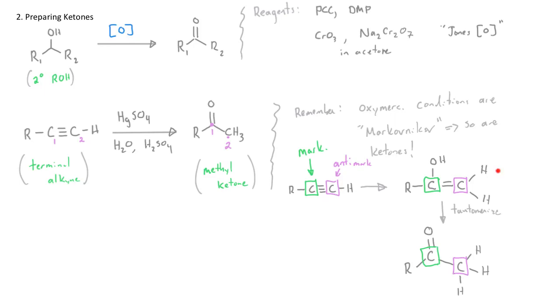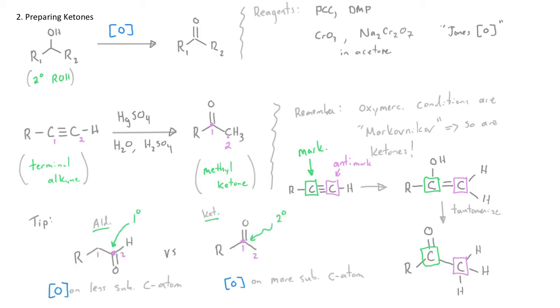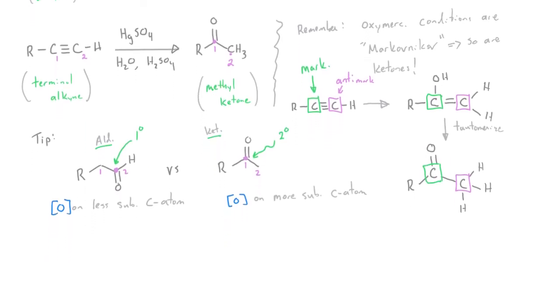The result of this, of course, is that we make a ketone because we're putting that hydroxy group on the more substituted carbon atom. One helpful way to remember this is by looking at a ketone as fundamentally Markovnikov and an aldehyde as fundamentally anti-Markovnikov. You can see this by looking at the placement of the oxygen atom of the carbonyl group in each functional group. If we take a look at aldehydes, we see that the oxygen atom is attached here at carbon 2.